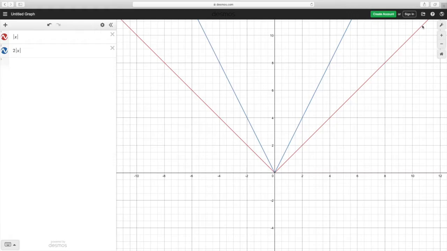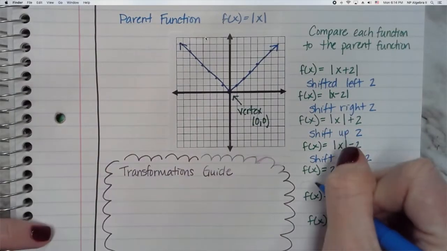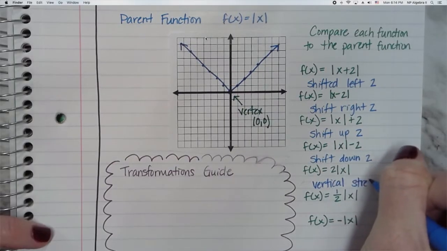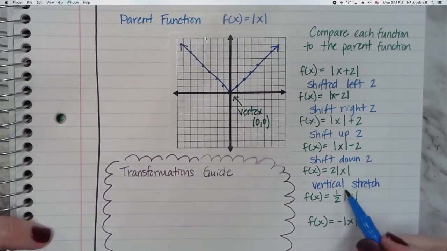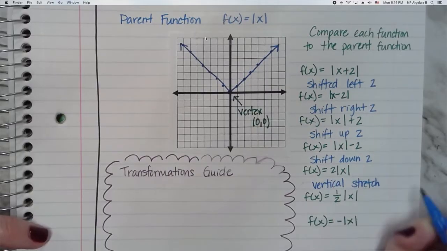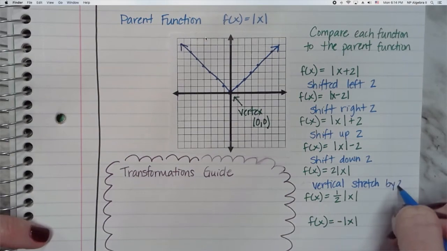Try to picture it if I grabbed both ends of this function and I stretched it up. We're going to call that a vertical stretch. And then we're going to be more specific with this, and we're going to say by 2 or by a factor of 2 because it's being multiplied. So vertical stretch by 2.